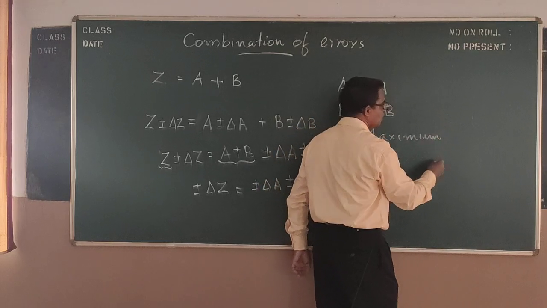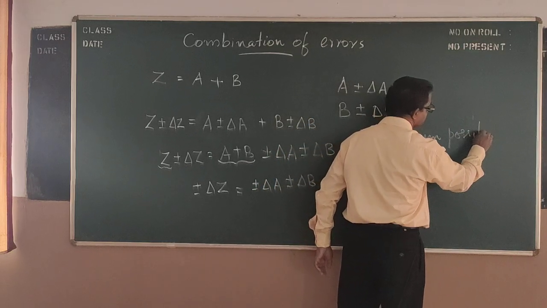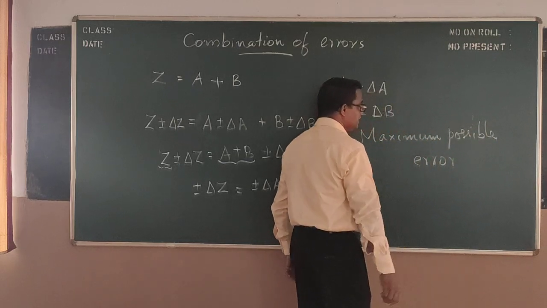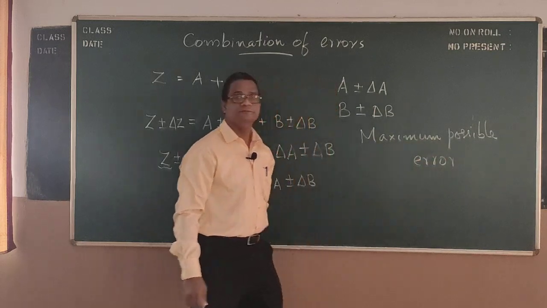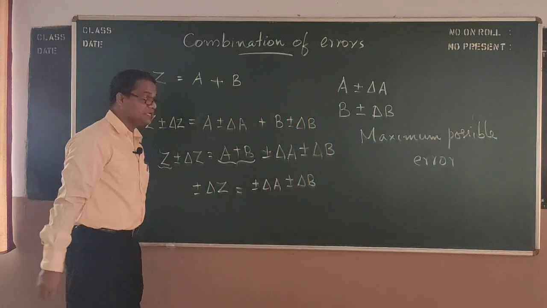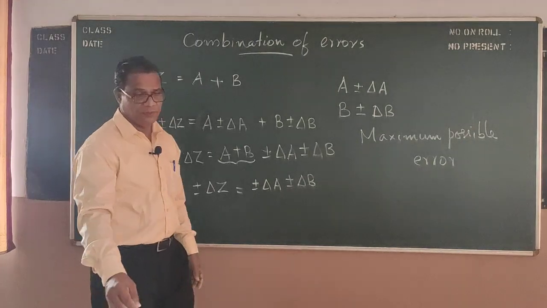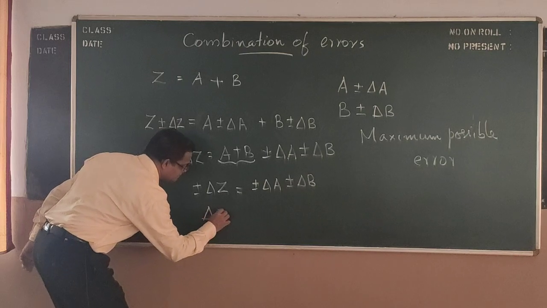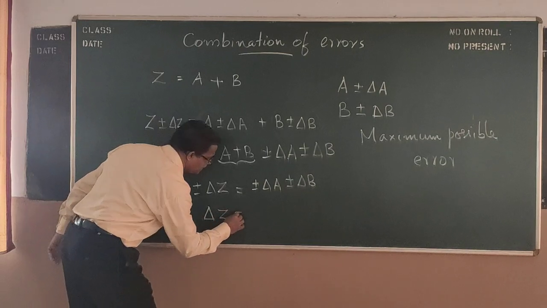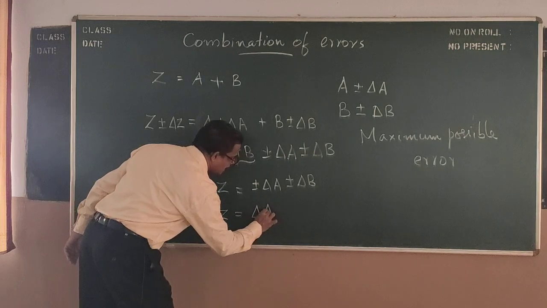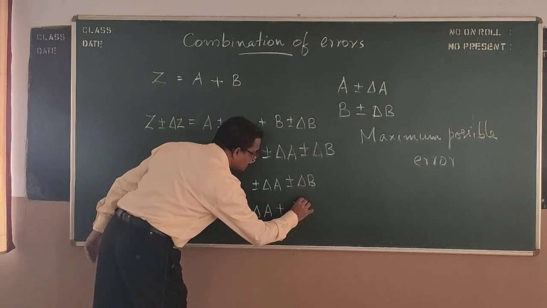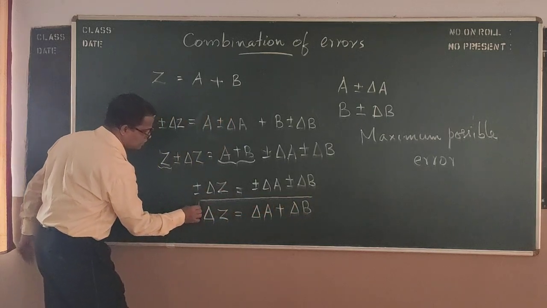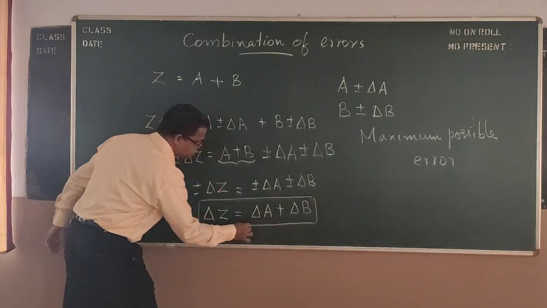Maximum possible error in the final measurement, therefore, will be equal to delta z. That is, the maximum possible error will be equal to delta a plus delta b. So this result is what you are supposed to remember in the addition process.